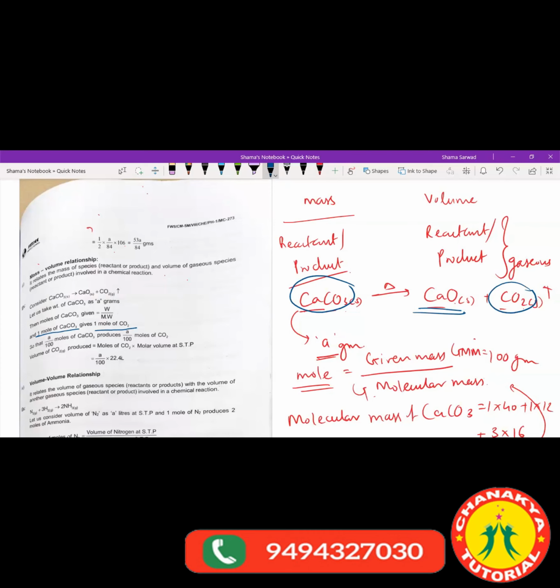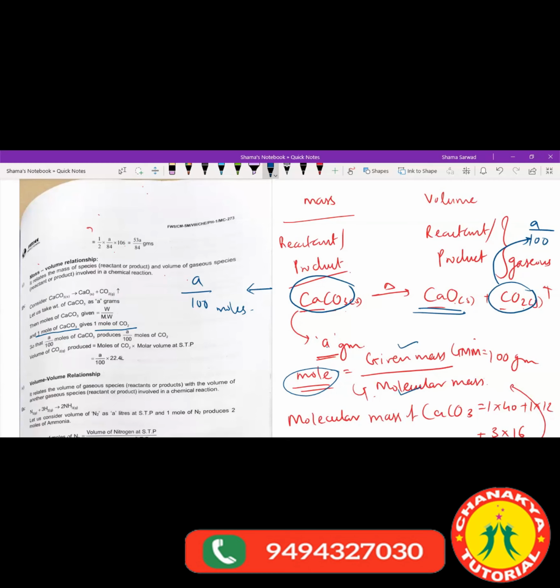So 1 mole of calcium carbonate would be what? We have considered calcium carbonate to be a gram. So the mole of calcium carbonate would be A upon 100, because our formula to calculate mole is given mass upon gram molar mass. Correct? So A upon 100 moles of calcium carbonate will also produce A upon 100 moles of carbon dioxide, because 1 mole of calcium carbonate will produce 1 mole of carbon dioxide. Is it clear for both of you? Yes, ma'am.